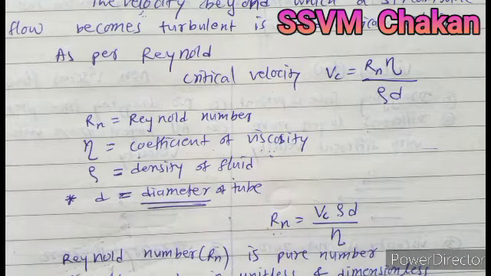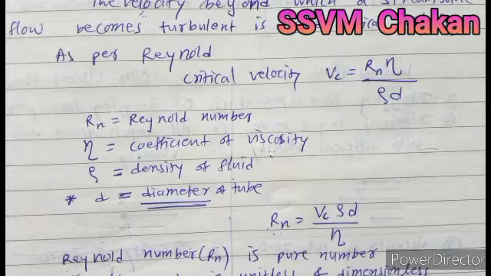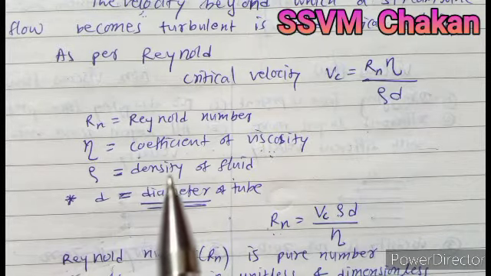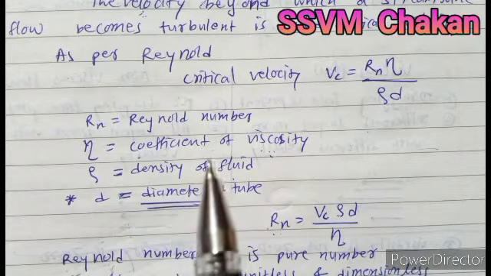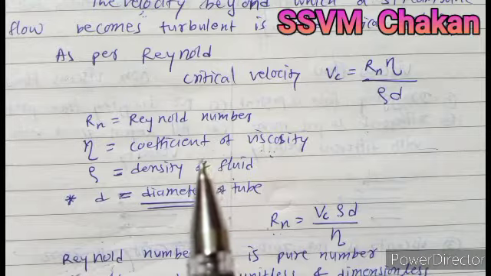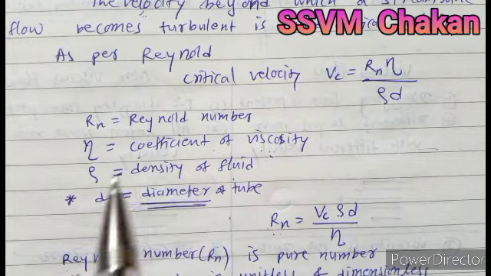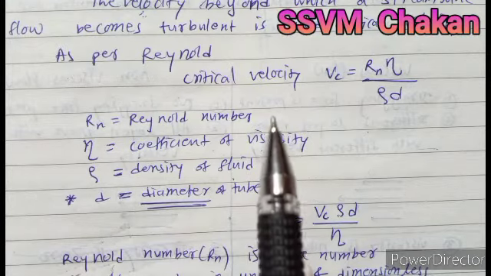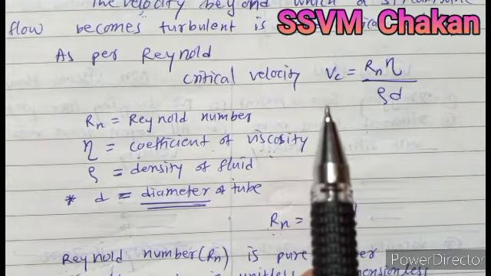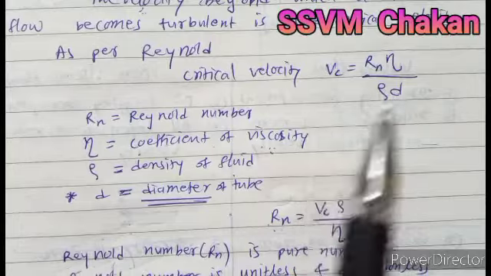So in air, different layers move with different velocities. In summer, we see the storm. This storm is because of the different velocities of the air layers.